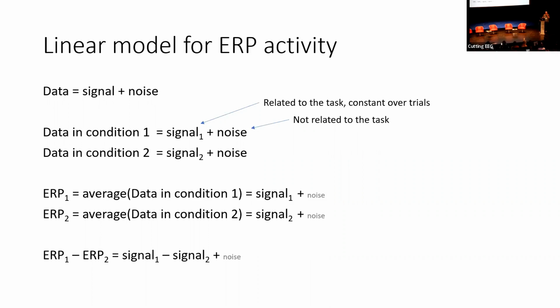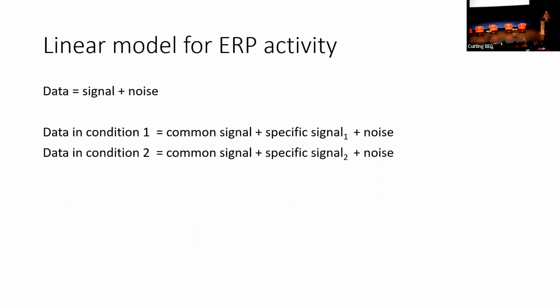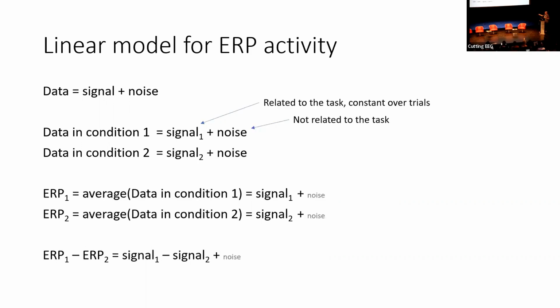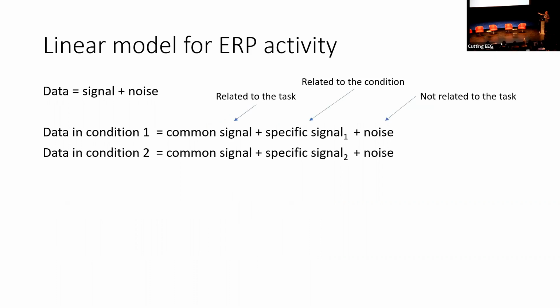Okay, so this is easy if there's one signal, but usually there's not one signal, but multiple brain regions active. So in reality, this is more how it looks. We have a signal that is related to the task, for example a visual presentation. And then we have a signal that is related to the condition, a visual presentation of a face or a scrambled face. And then there's noise, which is not related to the task. It still might come from the brain, so it's still brain signal.